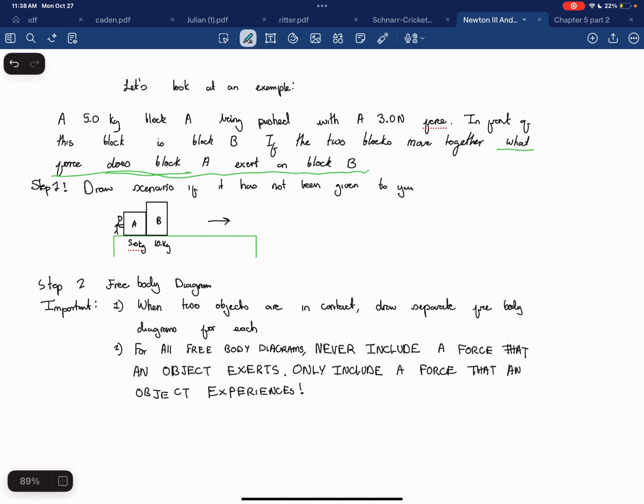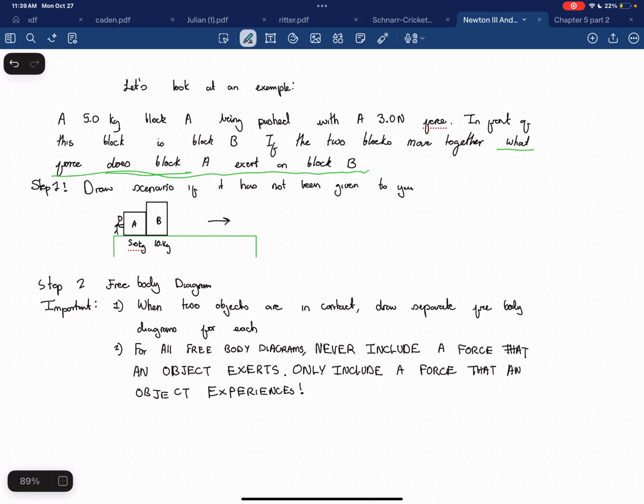So step one, like I told you, draw it, because we don't know what it looks like. This person is pushing block A with a 3 Newton force, and block B is in front of block A. That's the scenario.